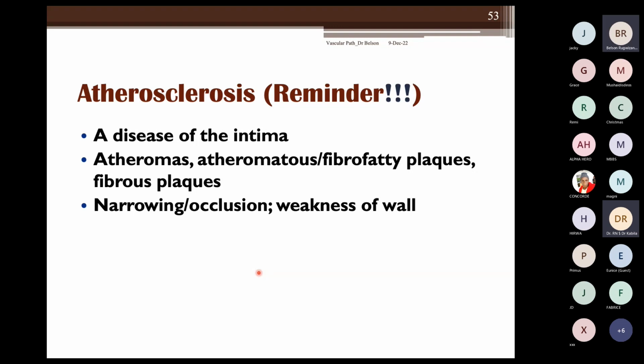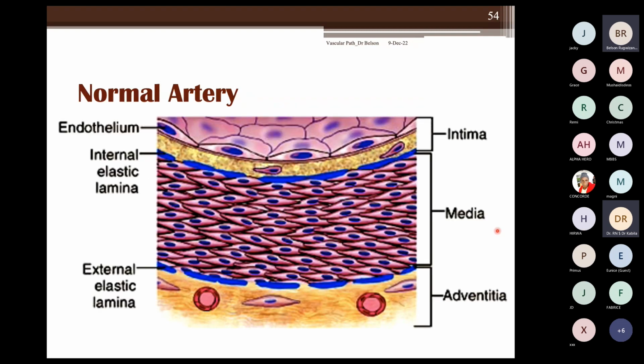So this is just a reminder about atherosclerosis, that this is a disease of the intima, which causes narrowing or occlusion of the vessel caliber or lumen, or it causes weakness of the wall, which can bring about an aneurysm or a rupture of that vessel. So just a reminder about the histology.